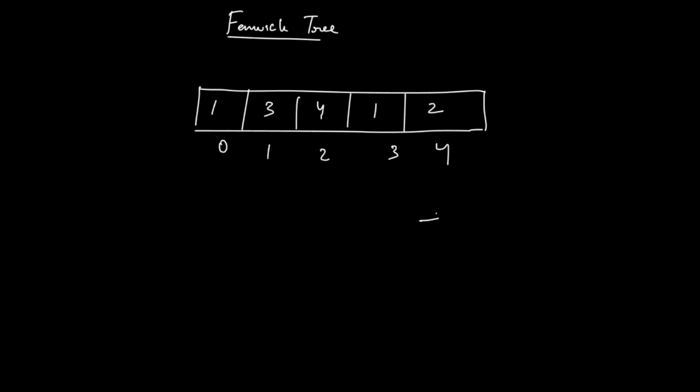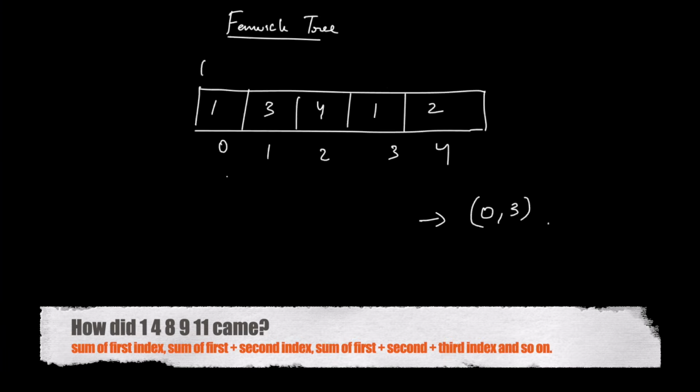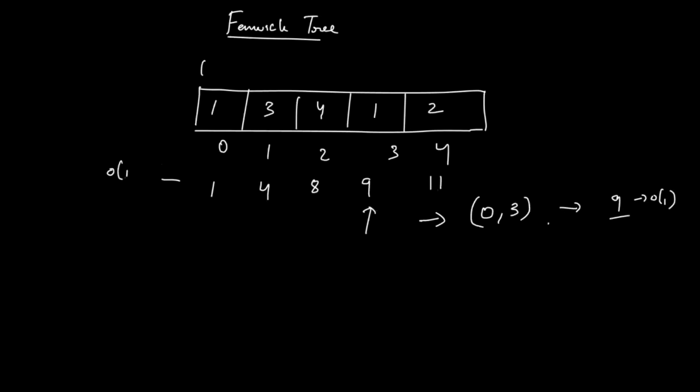So just in case if I say you that give me the sum between 0 and 3, how can you give that? You either loop from 0 to 3 to find the sum, or what you can do is store the prefix sum like 1, 4, 8, 9, 11. So if you're storing the prefix sum, you can simply go to 3 and say 9 is my sum from 0 to 3. So you can simply return it in O of 1 with a pre-computation of O of n.